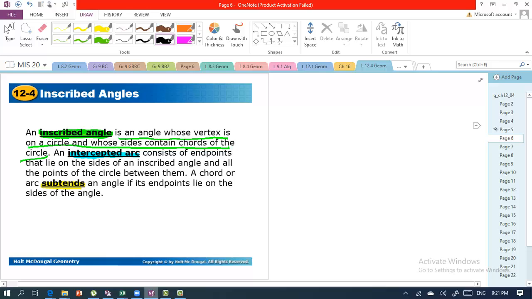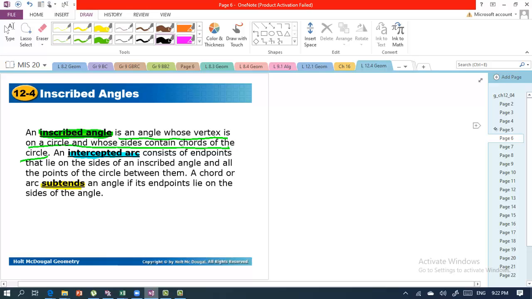An inscribed angle is an angle whose vertex is on a circle and whose sides contain chords of the circle. It means the vertex of that angle is on the circumference of the circle, on the line of the circle, and it contains from that point the two chords, two lines inside the circle.